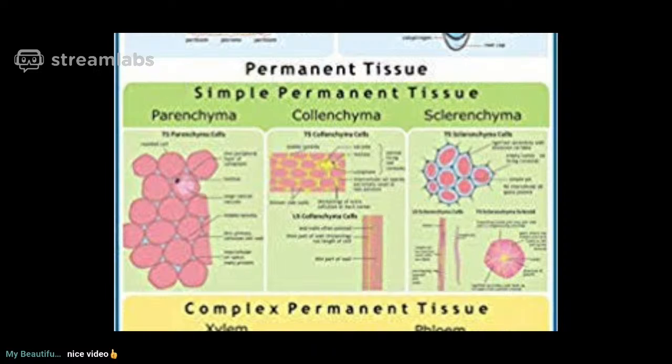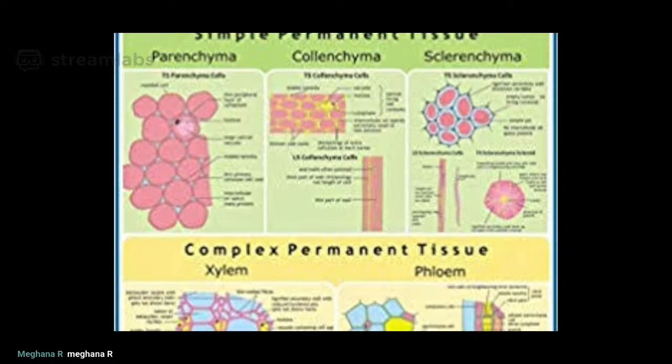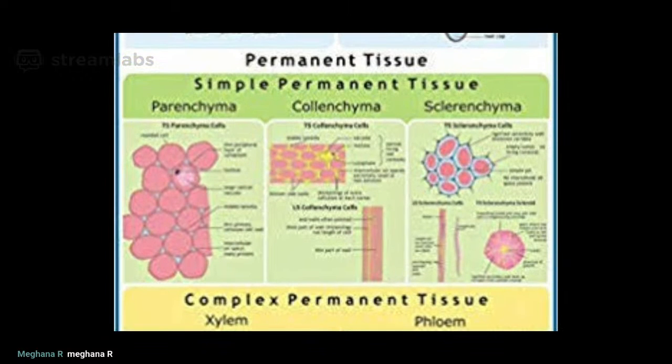And next is permanent tissue. Permanent tissue are of two kinds: parenchyma, collenchyma, sclerenchyma come under simple permanent tissue. Xylem and phloem come under complex permanent tissue. Simple permanent tissue are of three types: parenchyma, collenchyma, sclerenchyma.